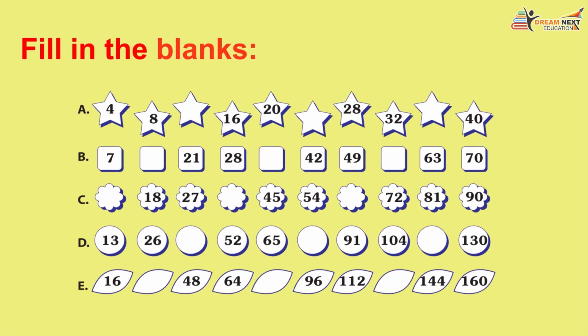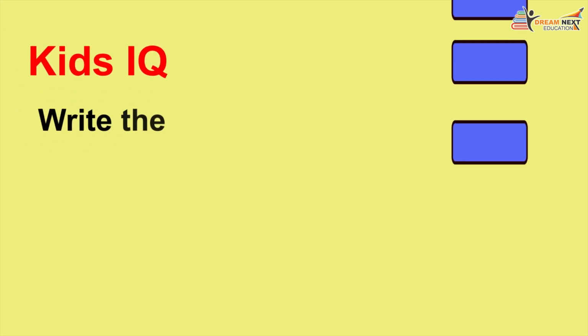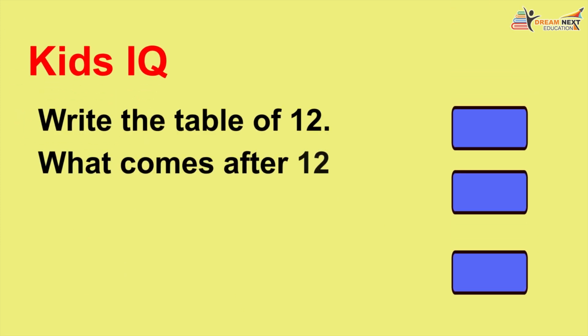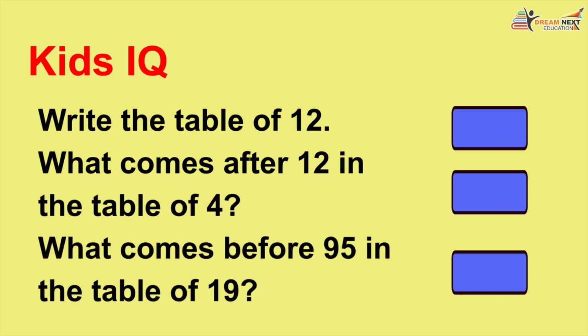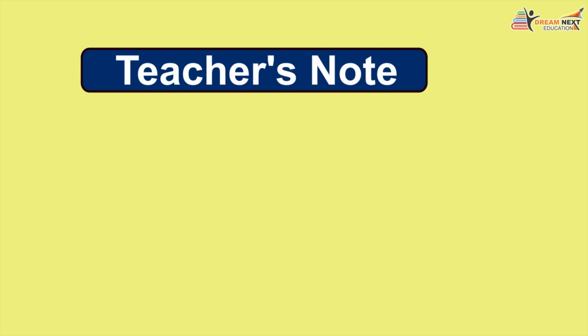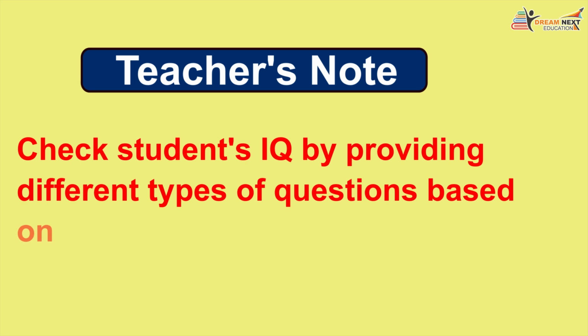Fill in the blanks. Encircle the unmatched number in each row. Kids IQ: write the table of 12. What comes after 12 in the table of 4? What comes before 95 in the table of 19? Teacher's note: check students' IQ by providing different types of questions based on patterns.